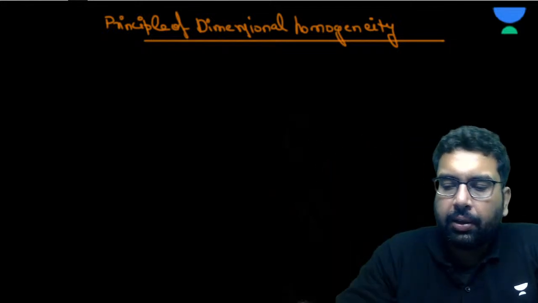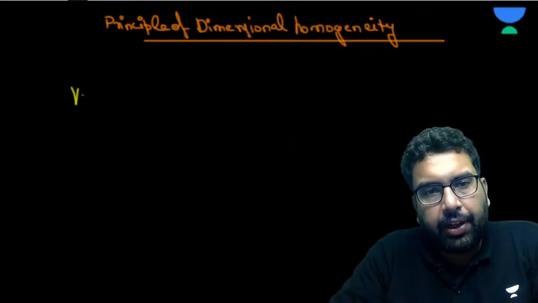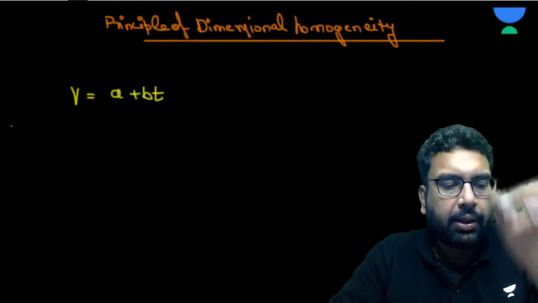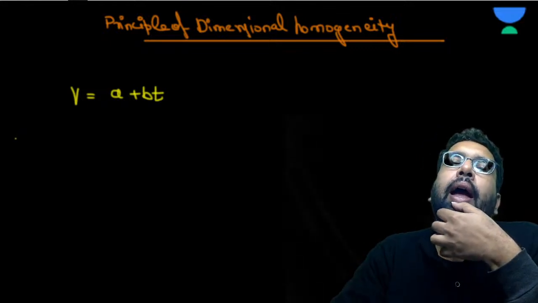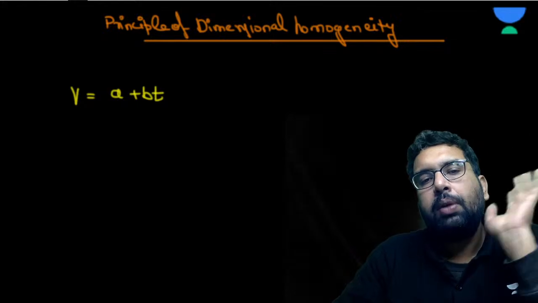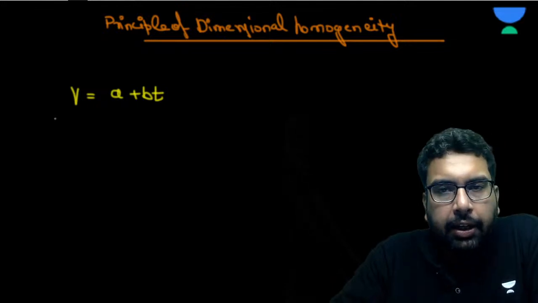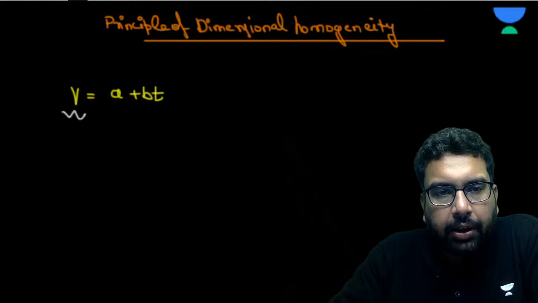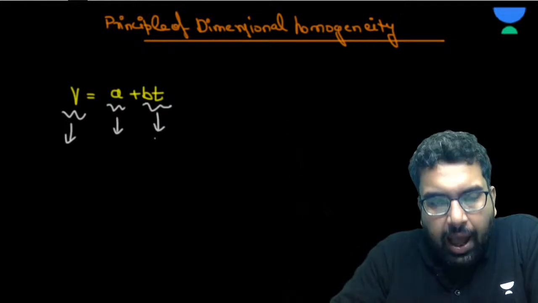For example, let's suppose we have a relation v is equal to a plus bt. According to the principle of dimensional homogeneity, the dimension of each term must be the same. Whatever is the dimension of v, the dimension of a must be the same, and bt must also have the same dimension.